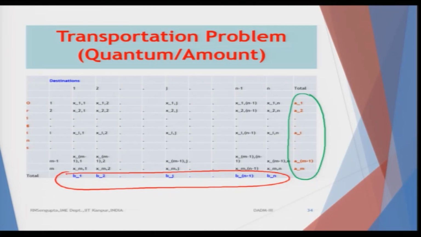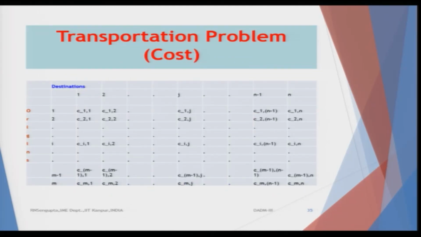So, now this is basically the quantum of the amount. Now comes basically the cost structure. So, the cost structures I have again written in the same way. The cost of transporting from one origin to one destination is c11, from one origin to the second one is c12 till the last one, which is from one origin to the nth destination, is c1n. Similarly, for the second origin I will only repeat the first and the last values: c21 and the last value is c2n. Similarly, for the ith origin the first and the last cost structures are ci1 and cin.